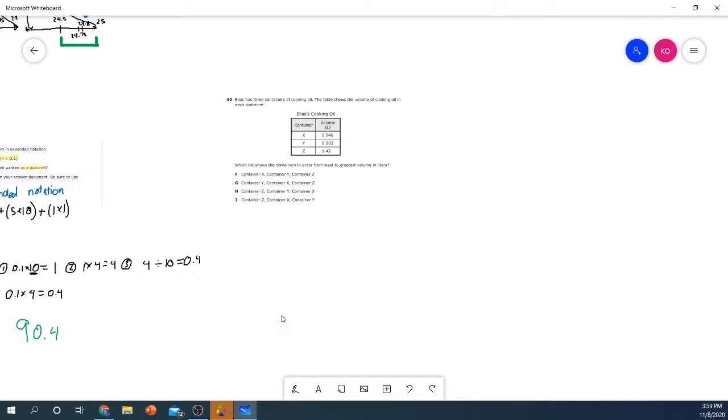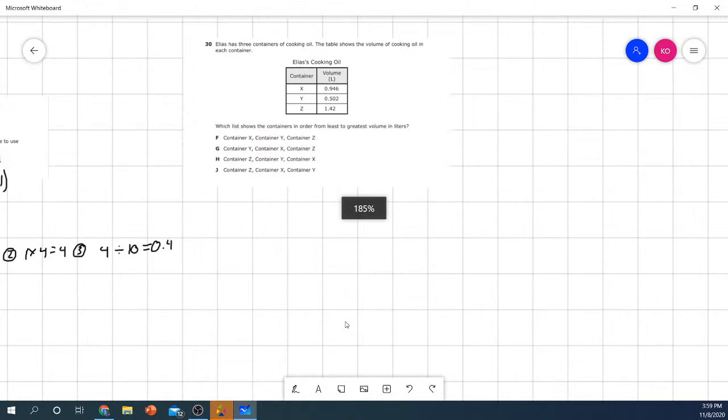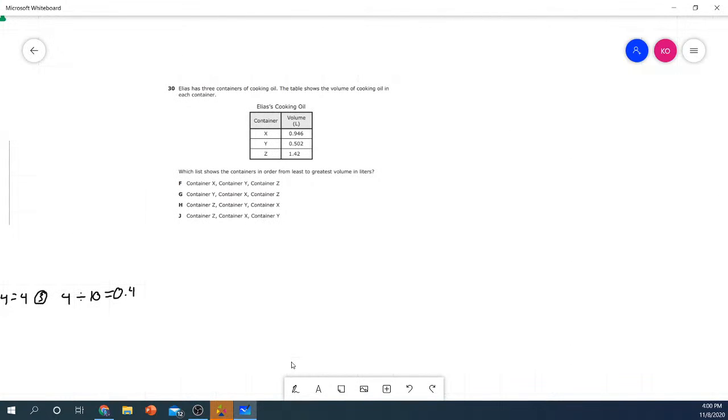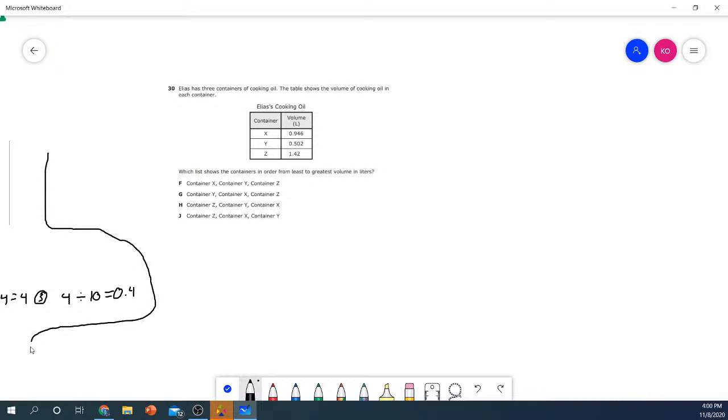I'm going to move on to question number 30. And let me actually make a border so that we don't get confused as to our work. We just don't want to be messy. That's all.